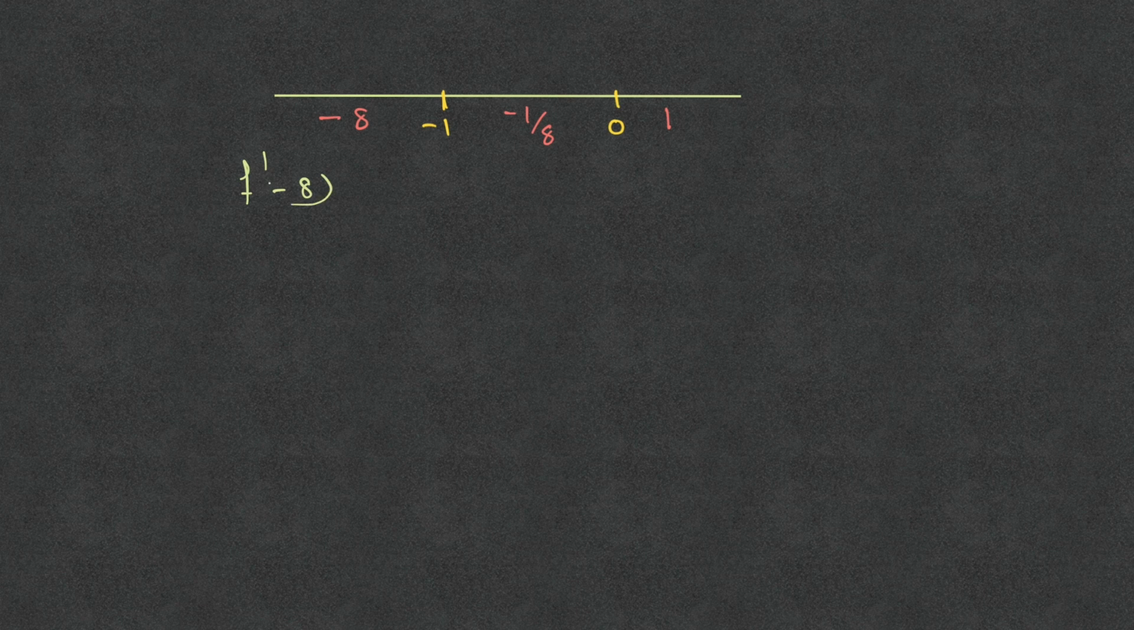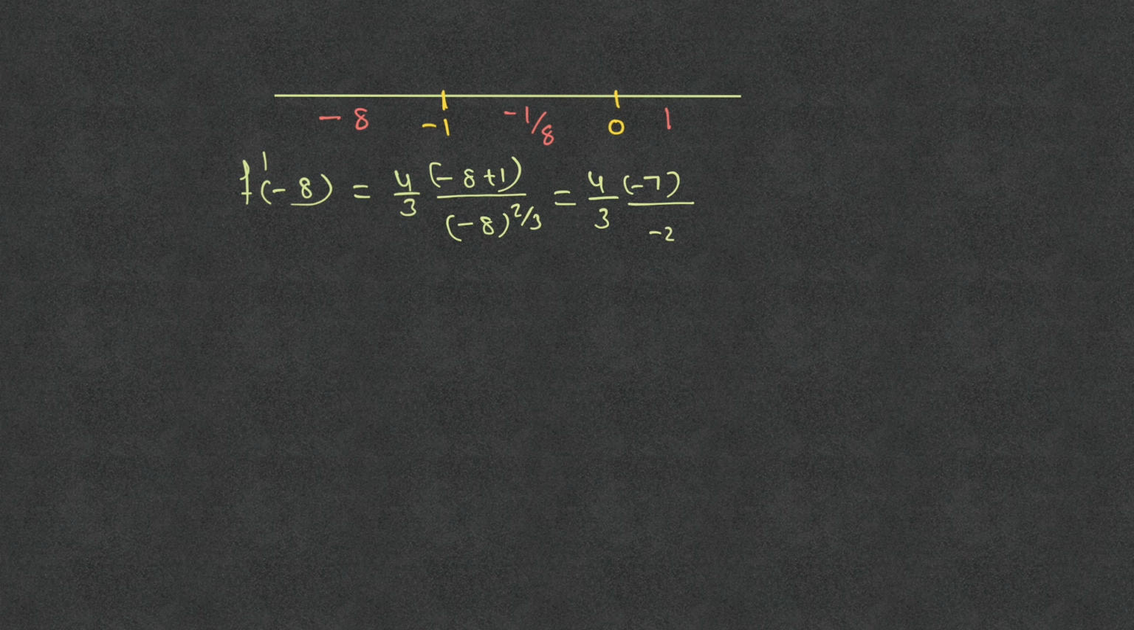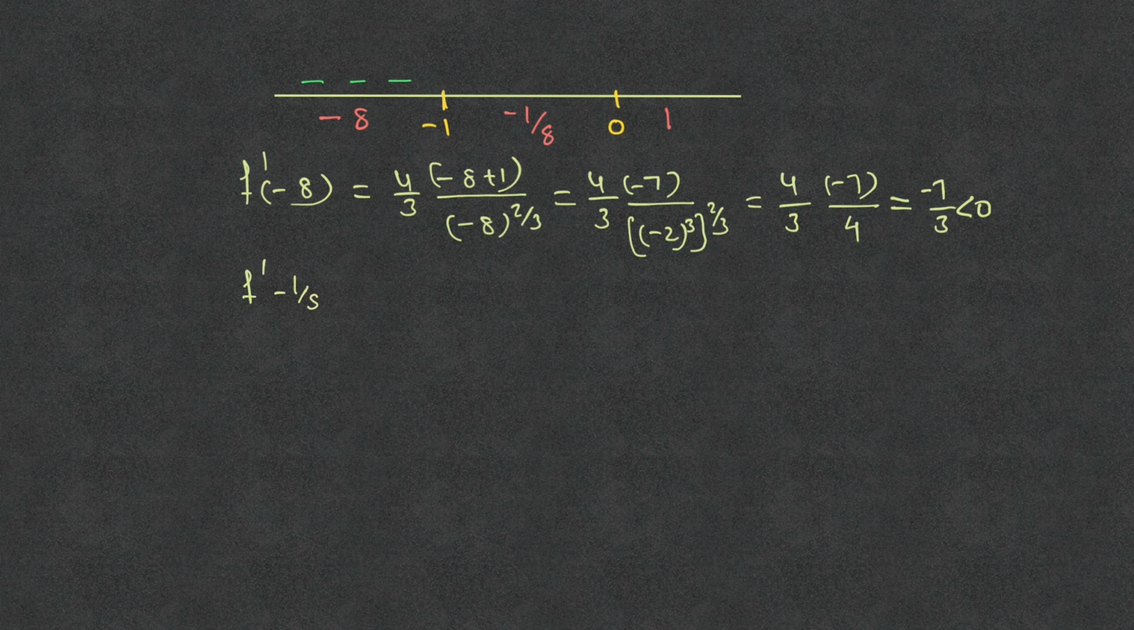F prime of negative 8 is equal to 4/3 times negative 8 plus 1 divided by negative 8 to the power 2/3, which is equal to 4/3 times negative 7 divided by negative 2 cubed to the power 2/3, which is equal to 4/3 times negative 7 divided by 4, which is negative 7 over 3, a negative number, meaning the function is decreasing in the interval containing the test point negative 8.